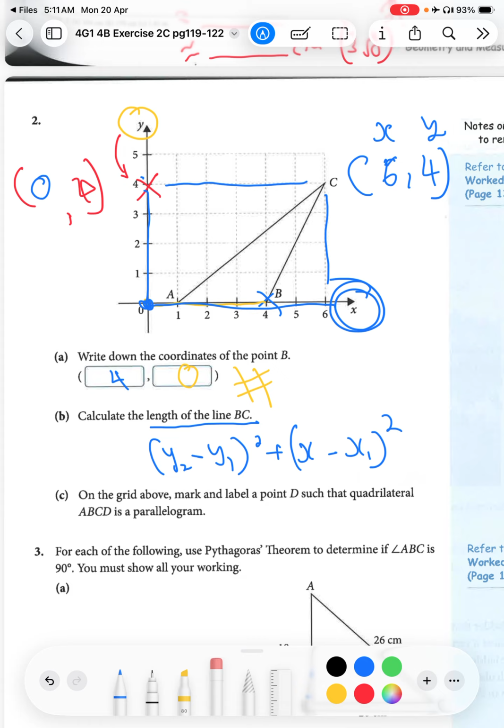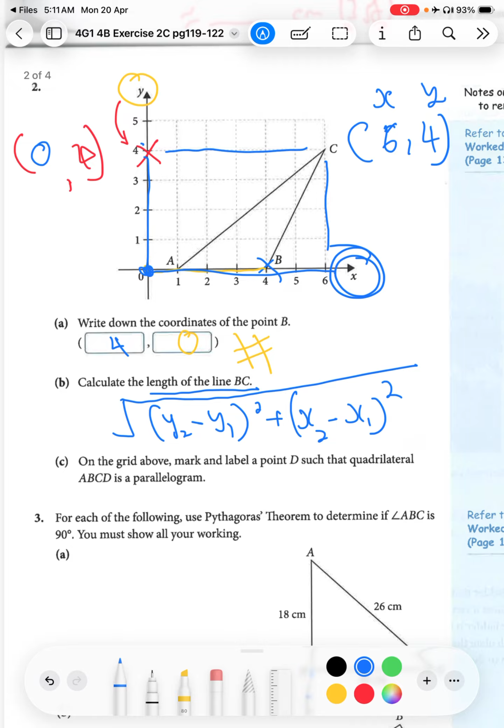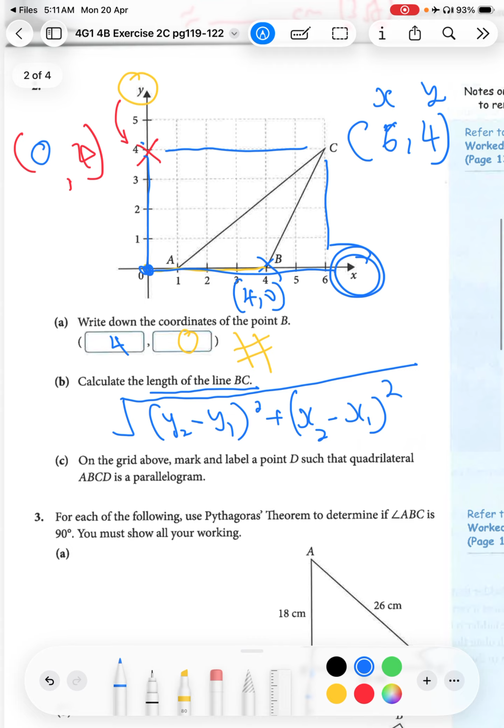Okay, for this, then square root. This is the formula. Square root Y2 minus Y1 square plus X2 minus X1 square. Meaning like this. So this is 6, 4. This is 4, 0. So it will become right here. Square root. I label this as x2, y2. This is my x1, y1.